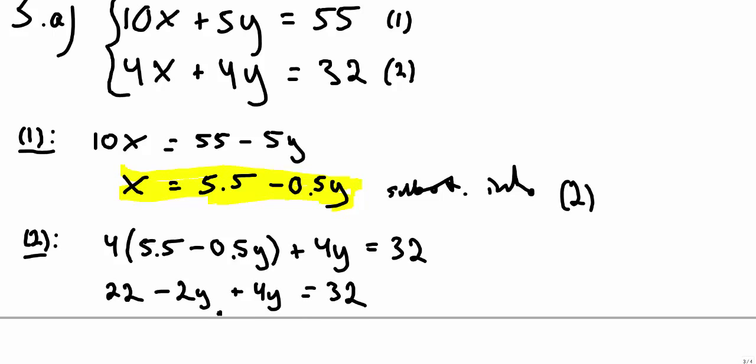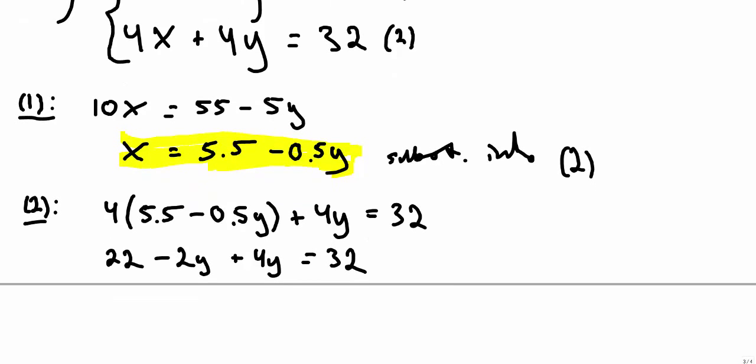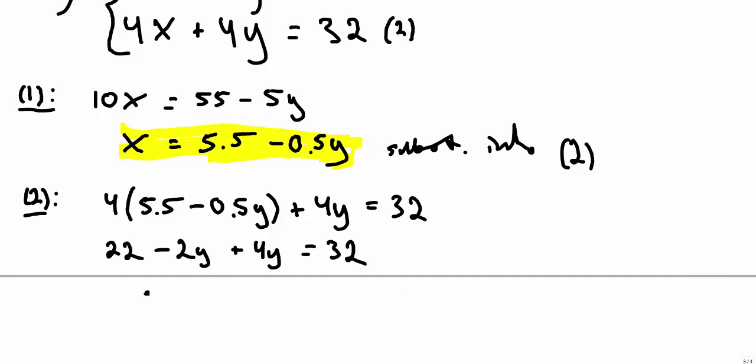Now I have an expression with just y, and I'll be able to find out what y is. So minus 2y plus 4y is equal to 2y, is equal to 32, and move this over here, minus 22, is equal to 10. And then divide both sides by 2, I get y is equal to 5.